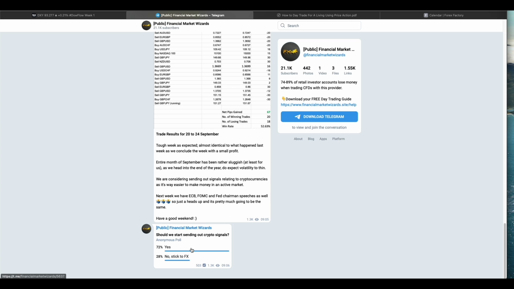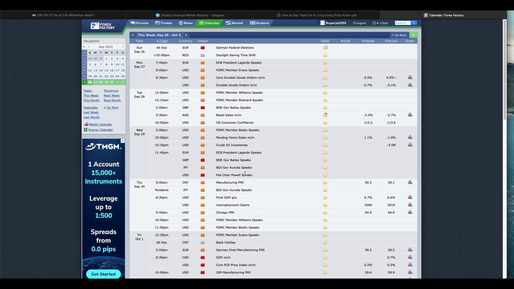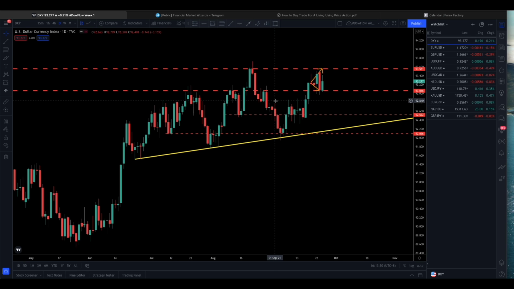And this is also why we started to ask if you would like us to send cryptocurrency trading signals out, because there seems to be more movement in the crypto market and there's probably more opportunities there compared to trading currency pairs which have all these events and then it goes nowhere. And even if it goes, it's not that conclusive, the move. It's pretty whippy.